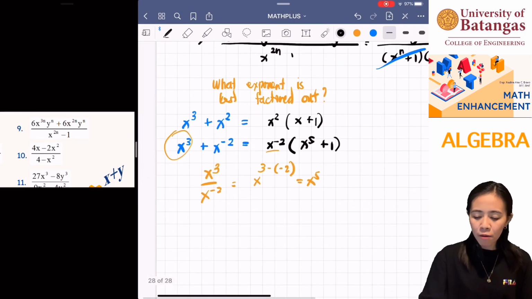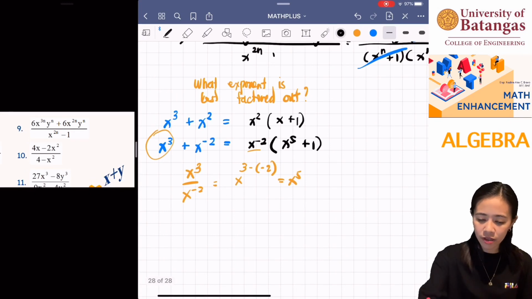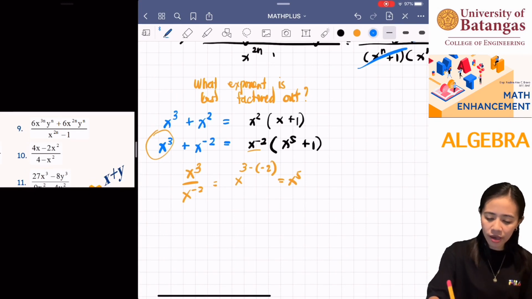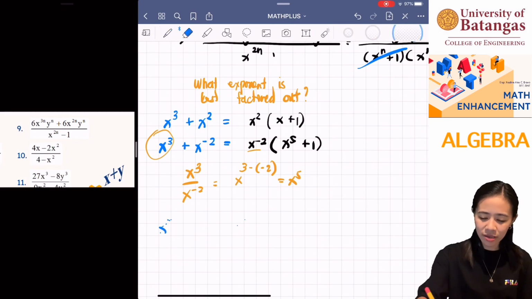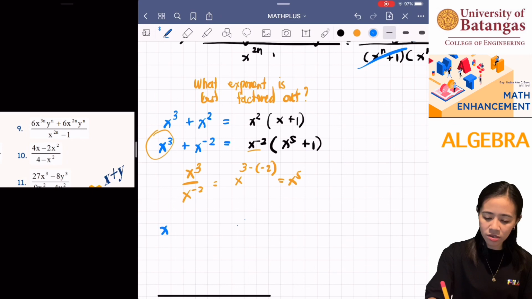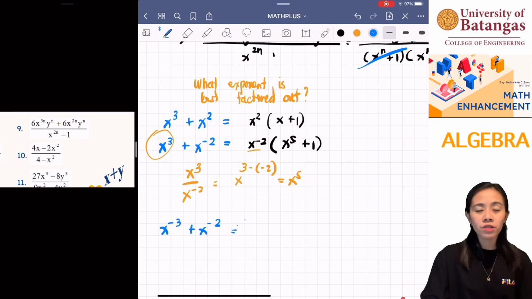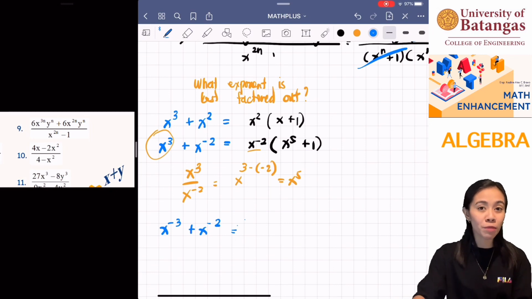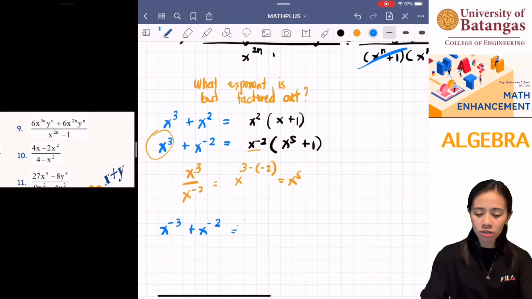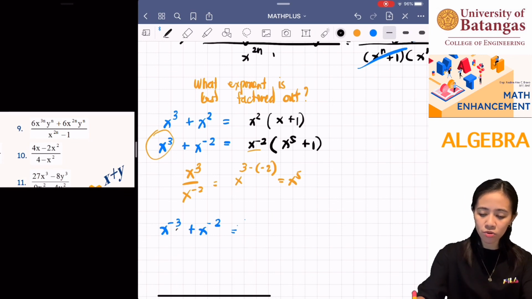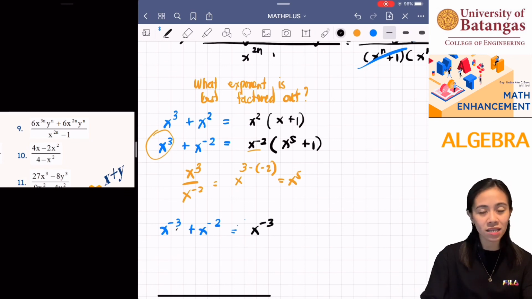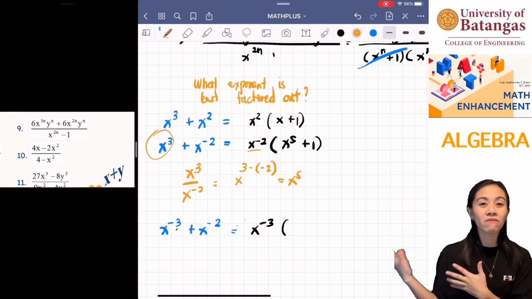Di ba? Okay. Paano kung parehas negative? Halimbawa, you have x raised to negative 3 plus x raised to negative 2. Which one to factor out? The variable with the least exponent, in terms of the number line. Kasi di ba pag negative numbers, malaki yung digit, pero lesser yung value niya. So yun yung pipiliin natin. We are going to choose x raised to negative 3 kasi mas maliit yan sa number line than negative 2. So why? Kasi kapag finactor out mo si negative 3, it will leave the remaining terms positive in exponent uli.